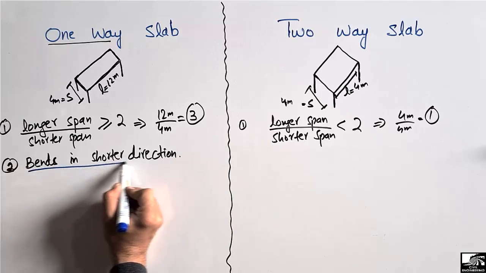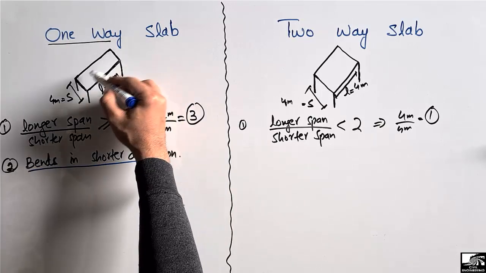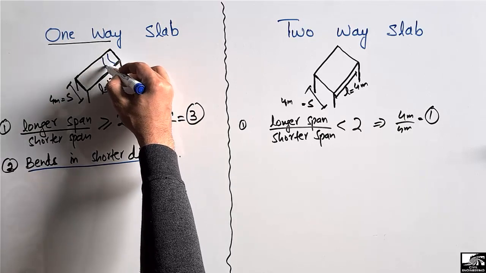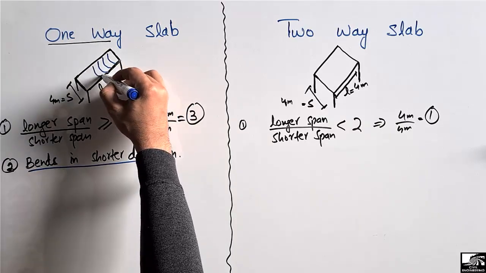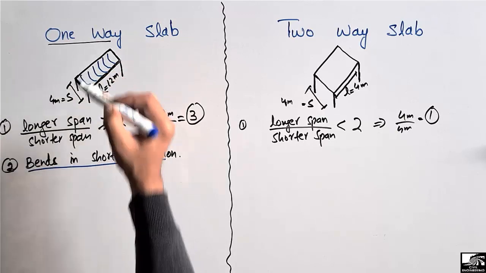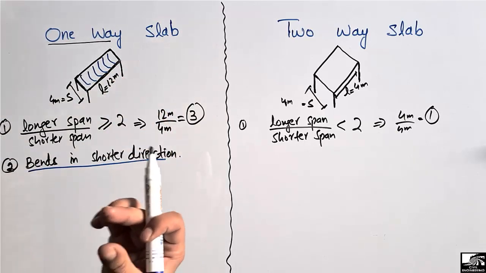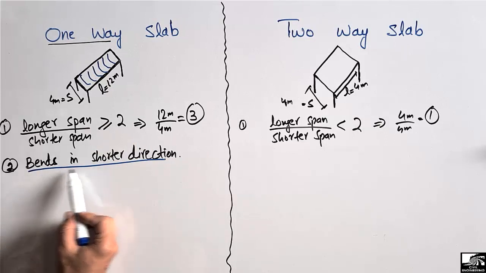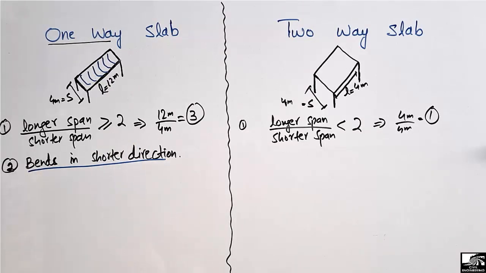It bends dominantly in the shorter direction. If we look into such a slab, it will dominantly bend in the shorter direction in this way, while it will show very little deflection or very little bending in the longer direction. So it will mostly bend in the shorter direction.